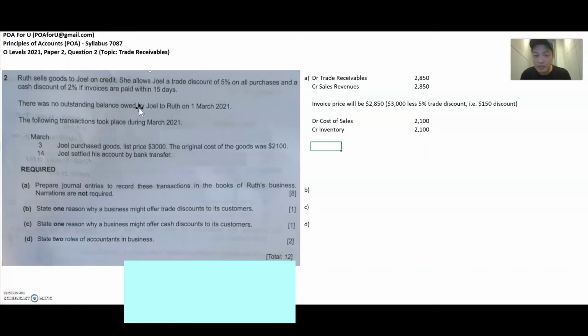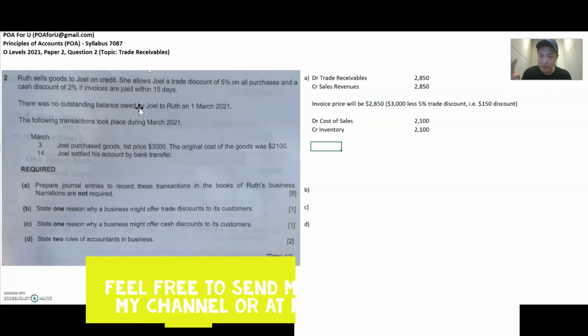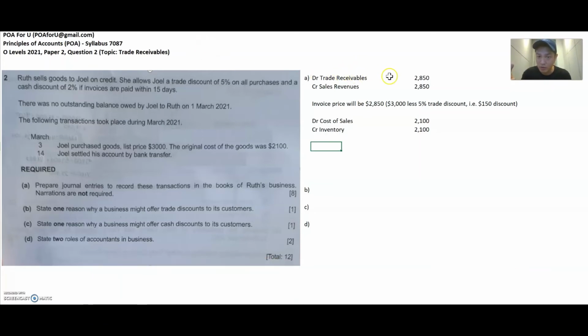Now, what's the double entry in this case? Firstly, discount is an expense, and expense is debit in nature. So you debit discount allowed, right? And then you debit cash at bank as well because you receive money from Joel, and you credit trade receivables to clear out this trade receivables balance of 2850.